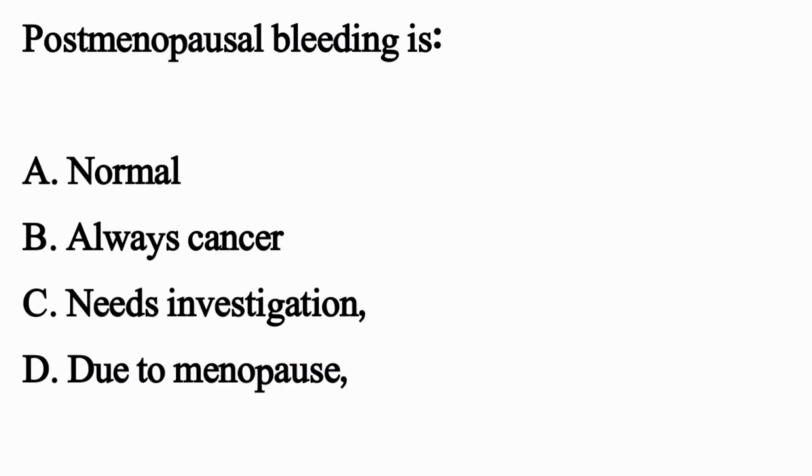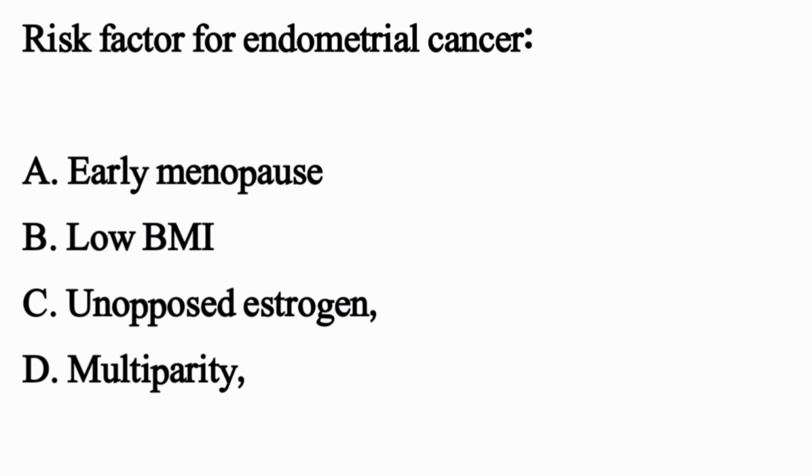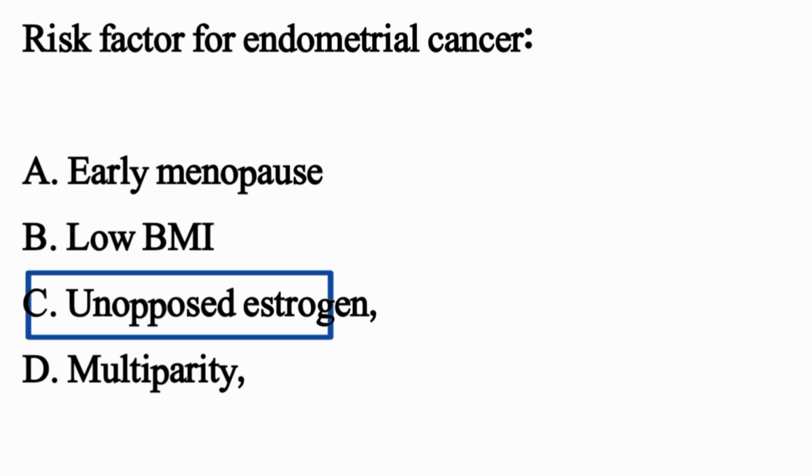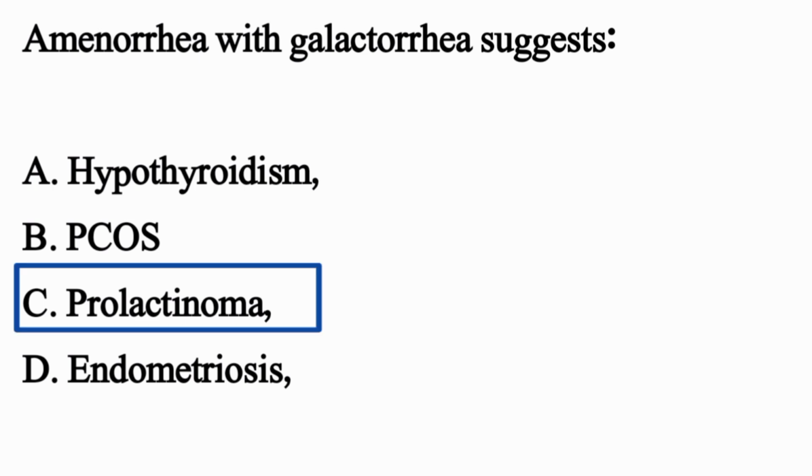Postmenopausal bleeding is. The right option is option C, needs investigation. Risk factor for endometrial cancer. The right option is option C, unopposed estrogen. Amenorrhea with galactorrhea suggests. The right option is option C, prolactinoma.